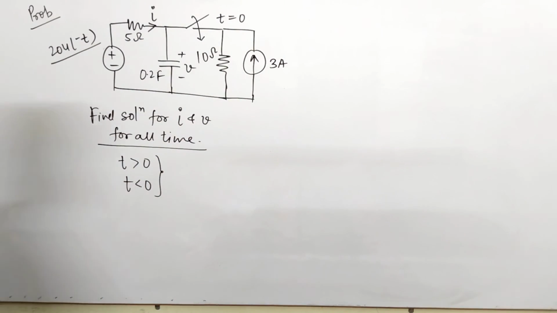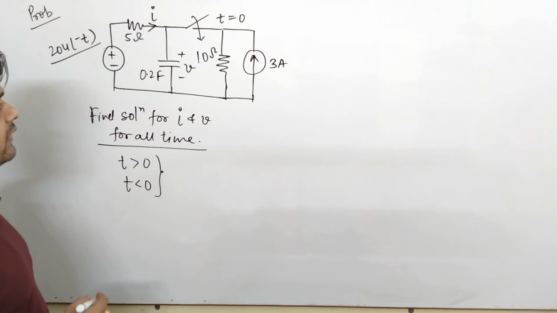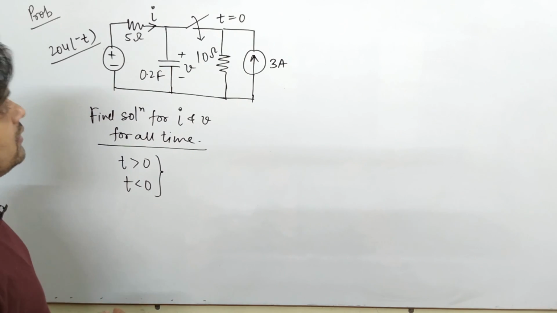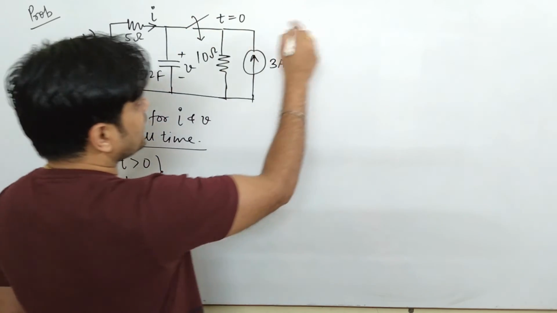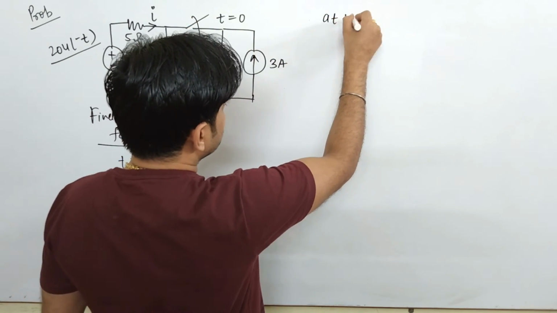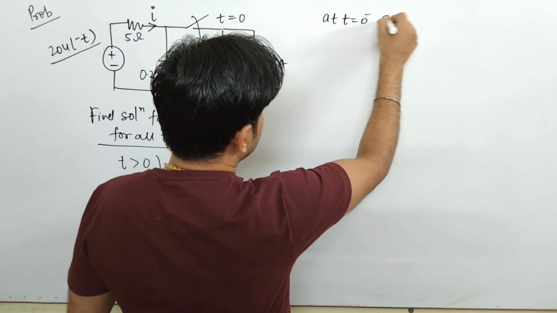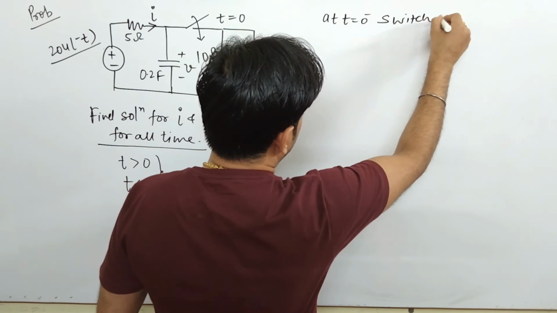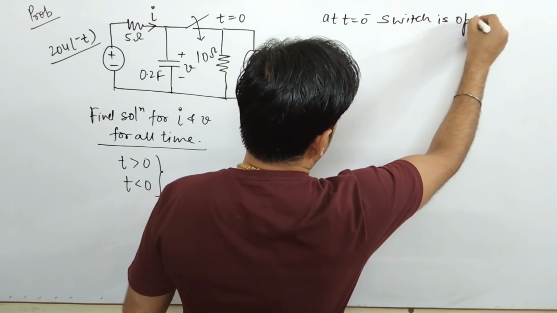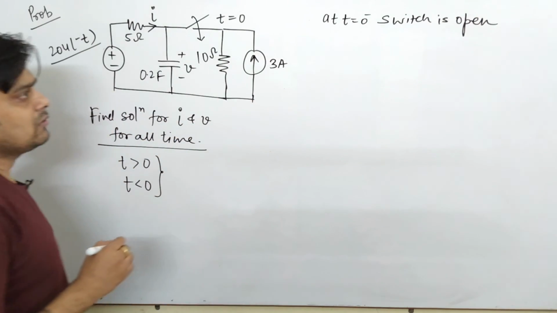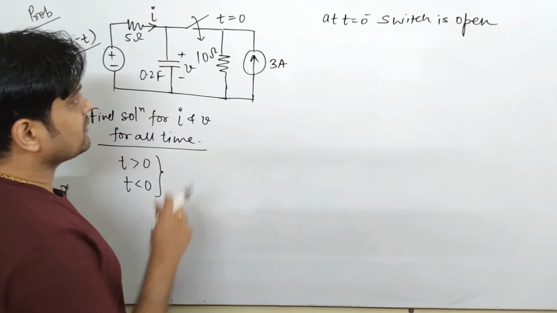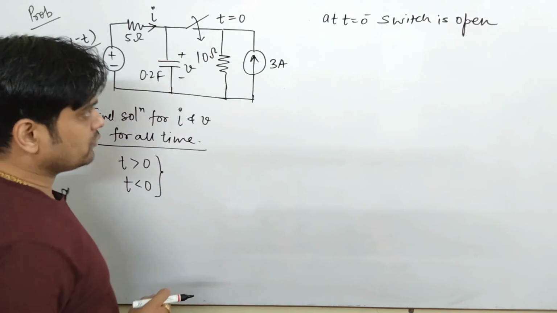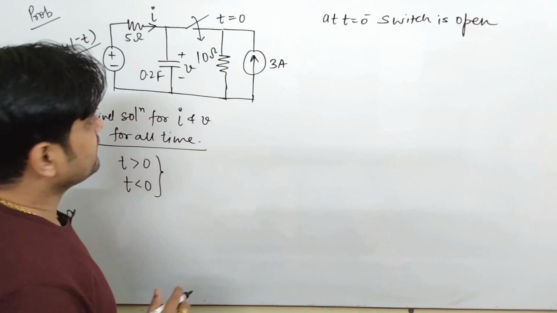Now first of all, our task is to find the value of the initial voltage across the capacitor. At t equal to 0 the switch is closed. That means at t equal to 0 negative, the switch is open. Why? Because at t equal to 0 it is going to be closed.